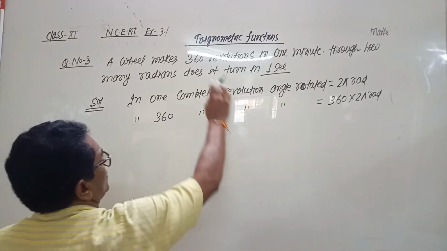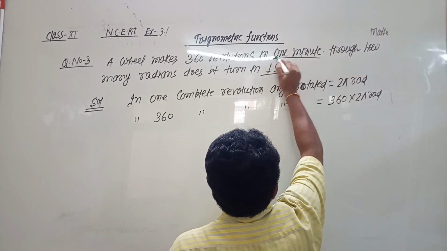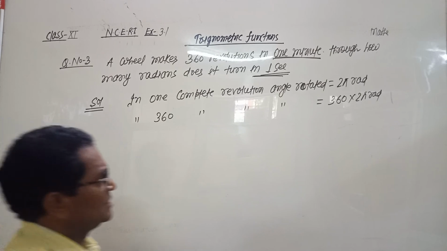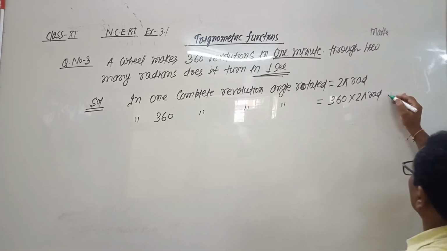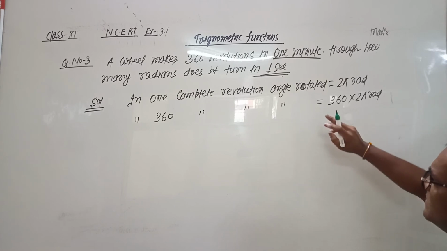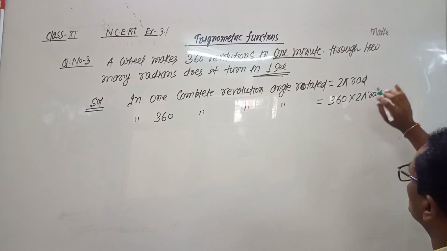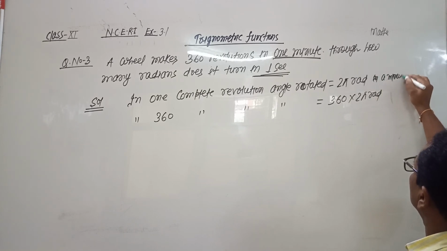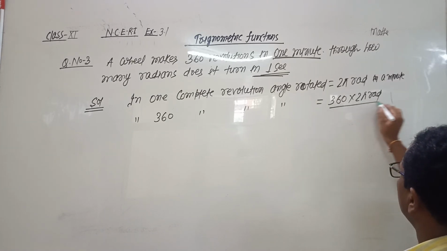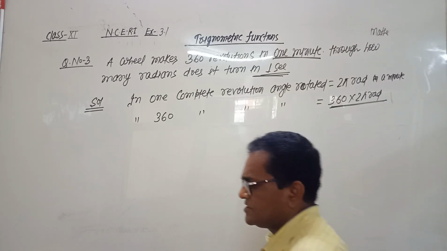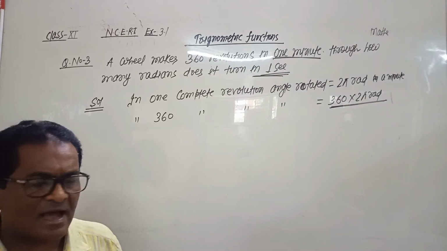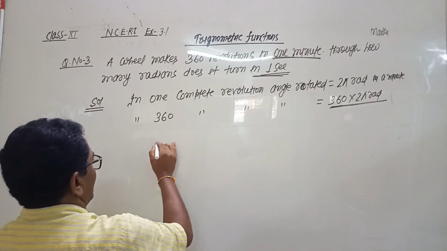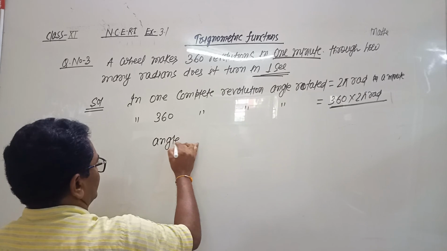But this rotation is given in minute, and we have to find the angle rotated in 1 second. So we convert this into second. 360 into 2 pi radian is the angle rotated in 1 minute. So now angle rotated per second.